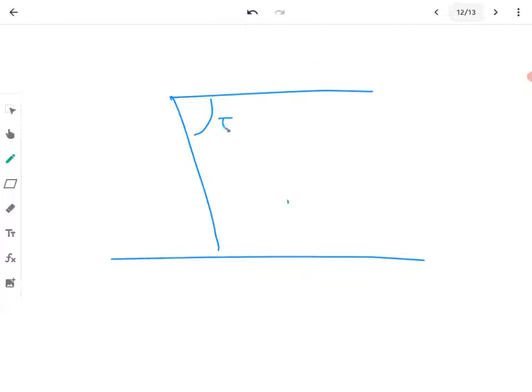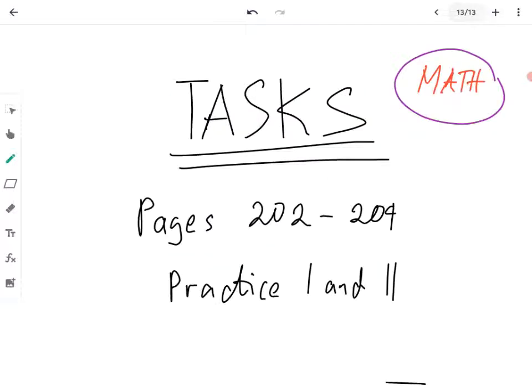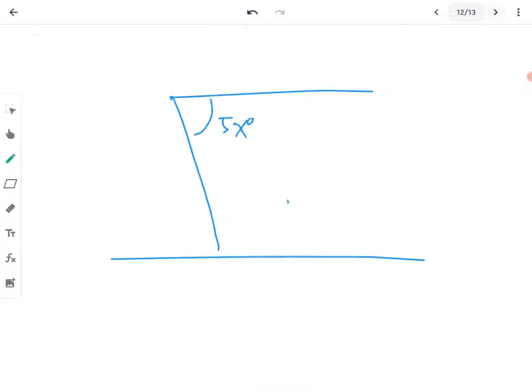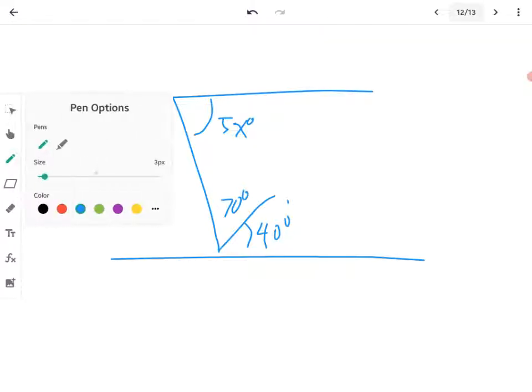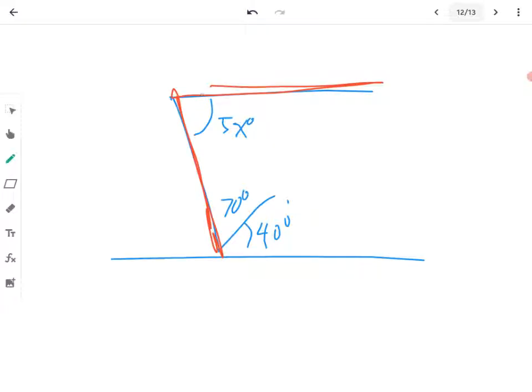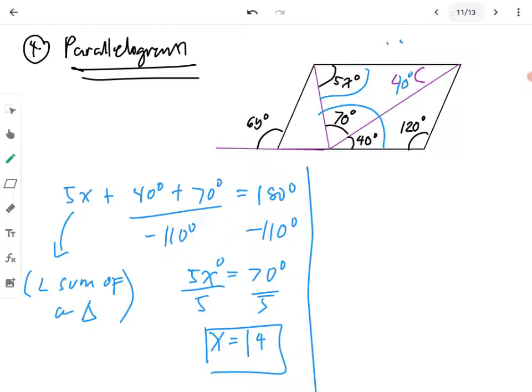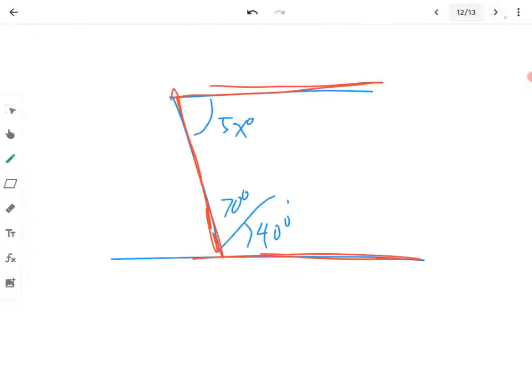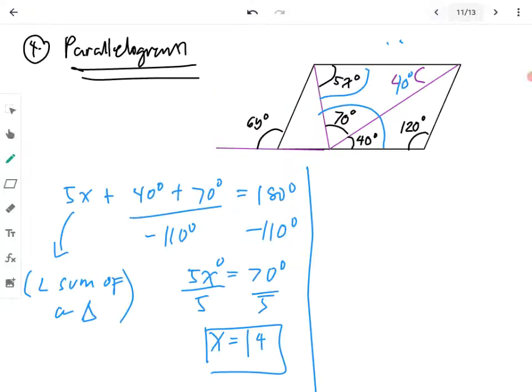Then we have, look at this, that's 5x there. Then there is another transversal cutting this into 70 and 40. So as you can see, these are actually parallels and a transversal. How do we know that they are parallel? It's a property of a parallelogram that the opposite sides are parallel. So from there, we can now say 5x degrees plus 70 degrees plus 40 degrees.